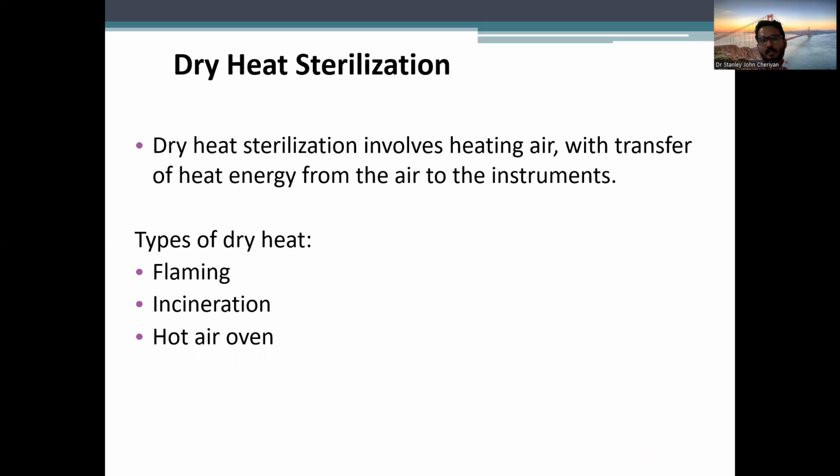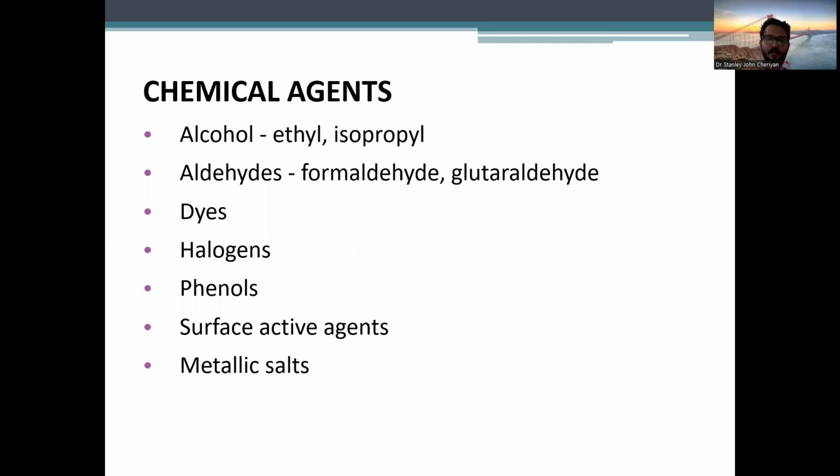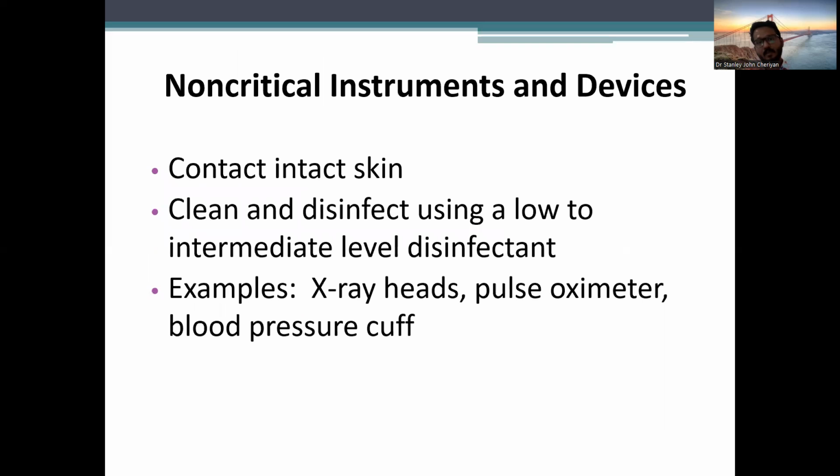Coming to dry heat sterilization, dry heat involves heating air with transfer of heat energy from air to the instruments. Different types include flaming, incineration, and hot air oven. Hot air oven works by dehydration and oxidation of the proteins of microorganisms. These work at 160 to 190 degrees Celsius. Various chemical agents that are used include alcohol, aldehydes, dyes, halogens, phenols, surface active agents, metallic salts, etc.